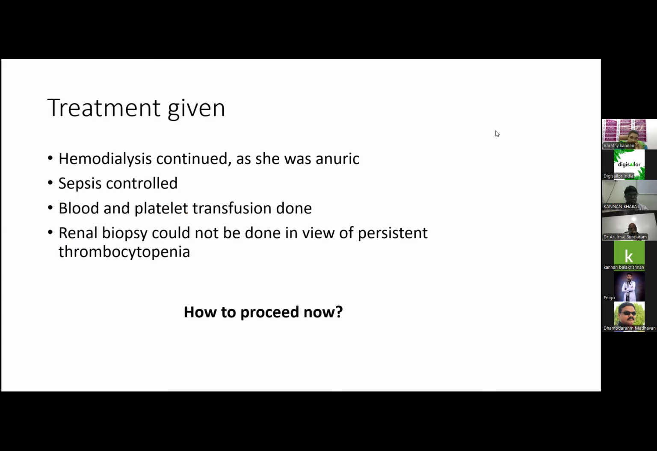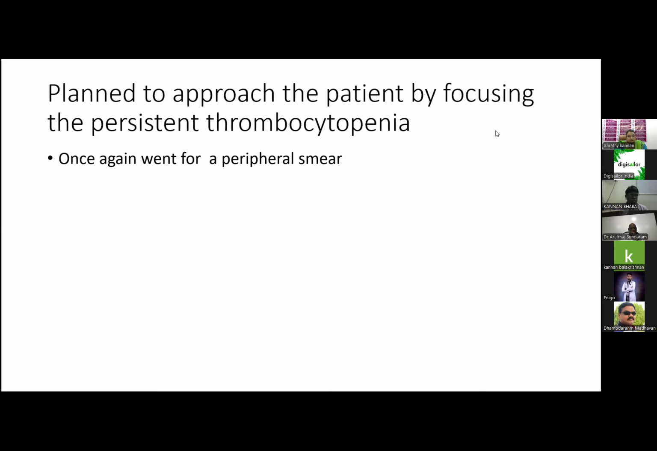So we continue with hemodialysis for her anuria. Sepsis was controlled. Renal biopsy cannot be done because of the persistent thrombocytopenia. So we are in confusion about how to crack this case. So we proceeded. Next slide, please. So we planned to do a peripheral smear once again, focusing on the thrombocytopenia.